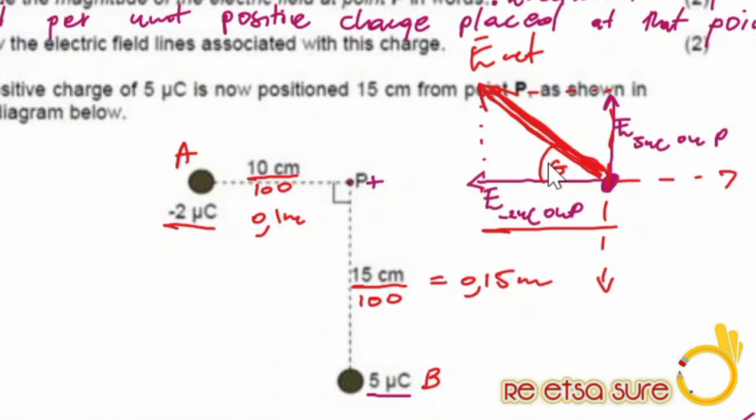This side is opposite to an angle, and this side here is adjacent to the angle. So what I normally tell my learners is that they must use tan. The trigonometric ratio there must be tan theta. As we all know, tan theta is equal to opposite over adjacent.